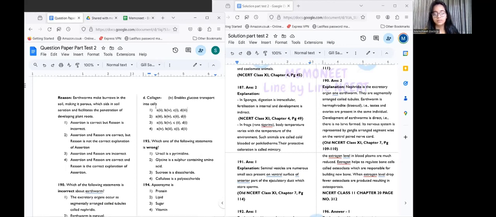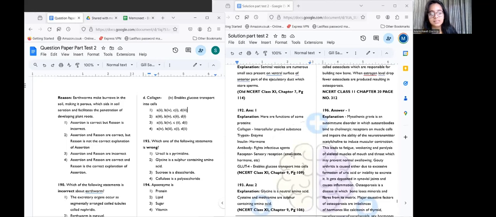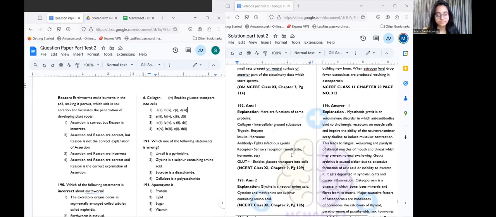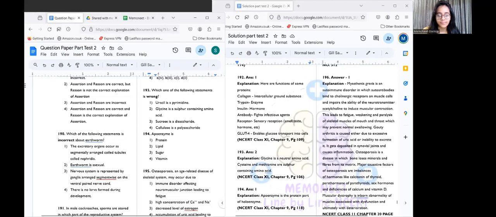Now the wrong statement in question number 193. The first option says uracil is a pyrimidine, sucrose is a disaccharide, glycine is a sulfur-containing amino acid, cellulose is a polysaccharide. The answer is 2, which is glycine is a sulfur-containing amino acid. No, glycine is a neutral amino acid. What is a sulfur-containing amino acid? Cysteine and methionine. For 194, apoenzyme is what? Apoenzyme is the protein part of the holoenzyme. So the answer is 1, protein.